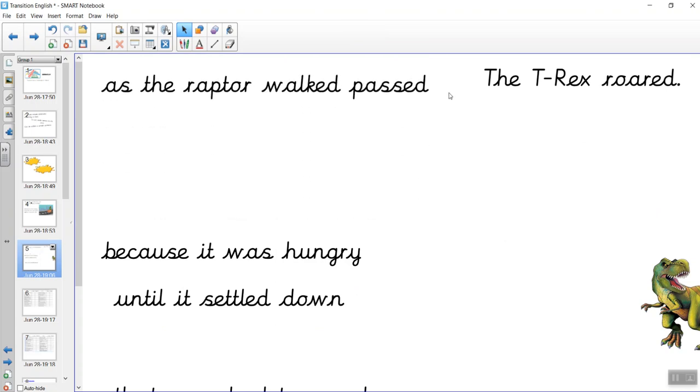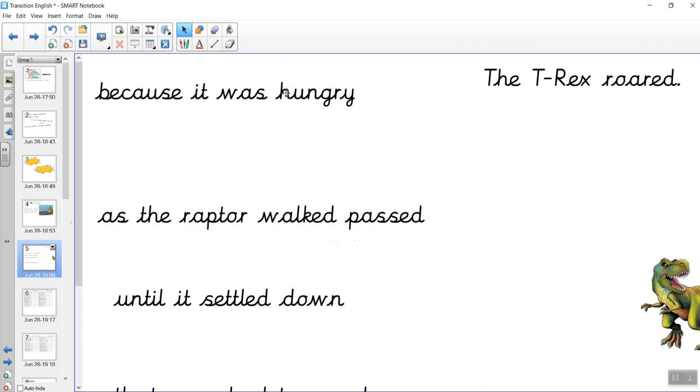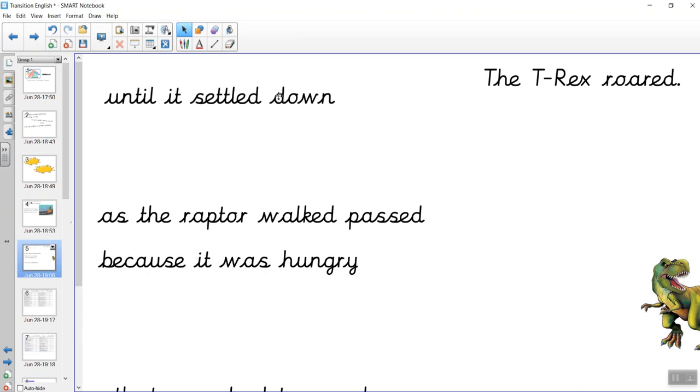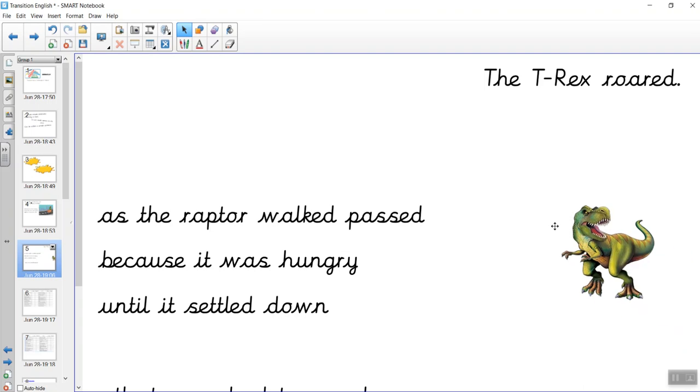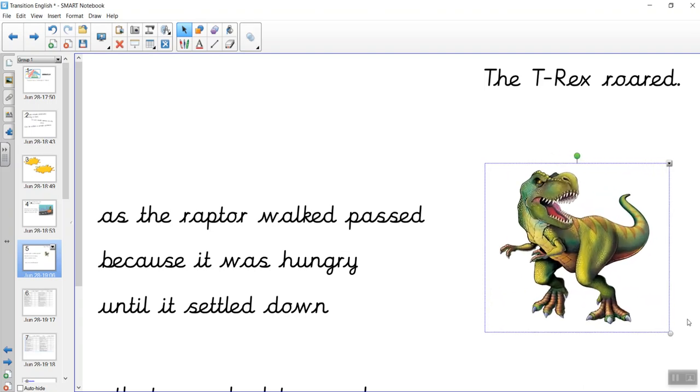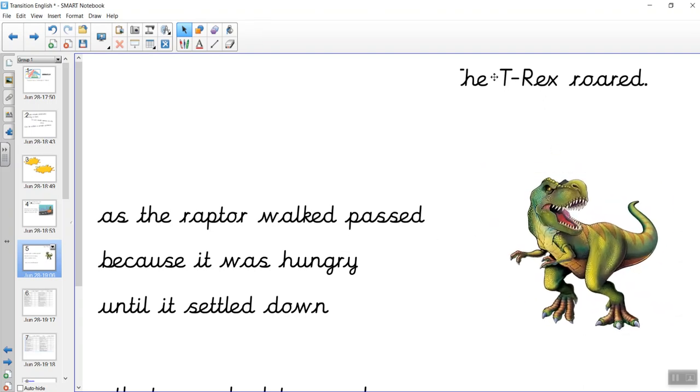As the raptor walked past, comma, the T-Rex roared. Because it was hungry, comma, the T-Rex roared. Until it settled down, comma, the T-Rex roared. Okay, those are our sentences that start with a subordinate clause that starts with a subordinating conjunction.